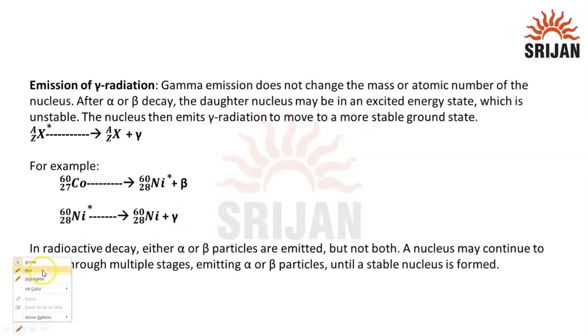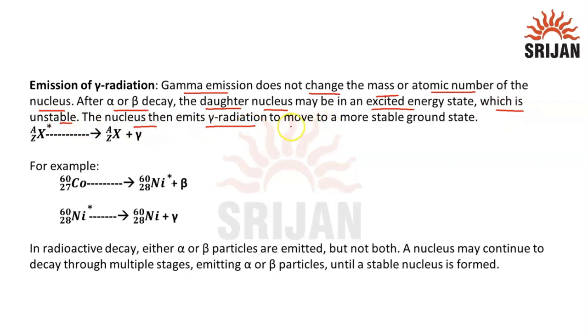Lastly, let's talk about the emission of gamma radiations. Gamma emission does not change the mass or the atomic number of the nucleus. Sometimes what happens is that after alpha or beta decay, the daughter nucleus may be in an excited energy state, which is unstable. The nucleus then emits the gamma radiation to move to a more stable ground state. So, this is a reaction. This star indicates the excited nature of this parent nucleus, and after emission of gamma radiation, we achieve the stable nucleus or stable daughter nucleus.